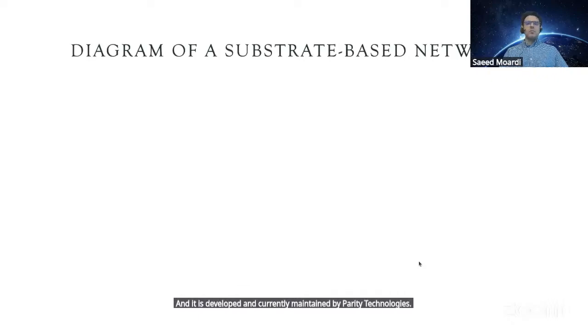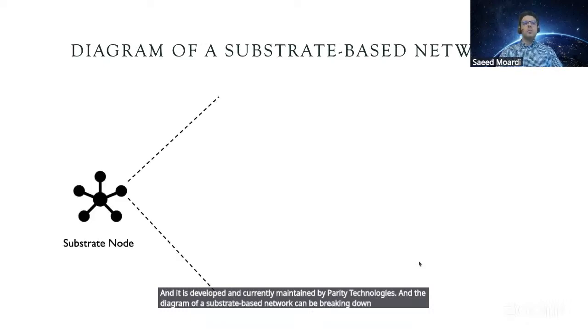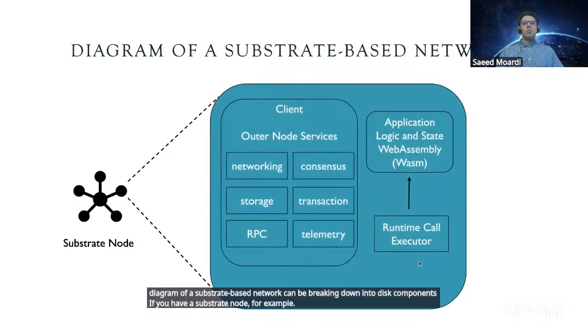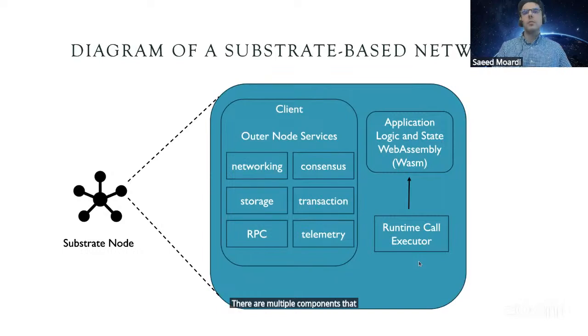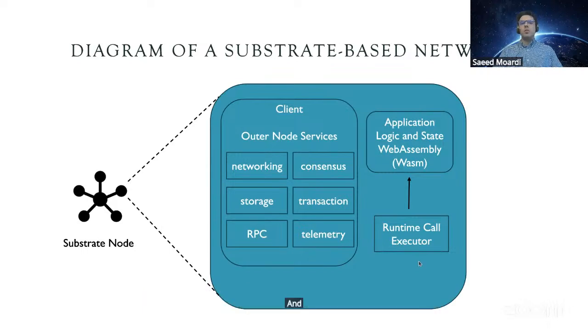And the diagram of a substrate-based network can be broken down into these components. If you have a substrate node, for example, there are multiple components in your network, which can be categorized into client, application logic, and runtime. And the client is the part where you store all your configuration, all the palettes, what we call pallets in Rust.